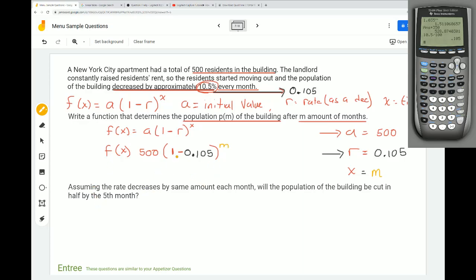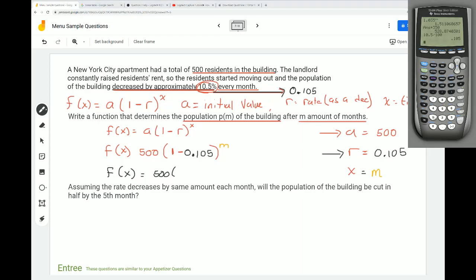Now, is there anything we can simplify? So we have a function here. I notice in the parentheses there's something I can simplify, so we're going to rewrite this and simplify those parentheses. The function of x is equal to 500, 1 minus 0.105. Now again, please be careful with this.